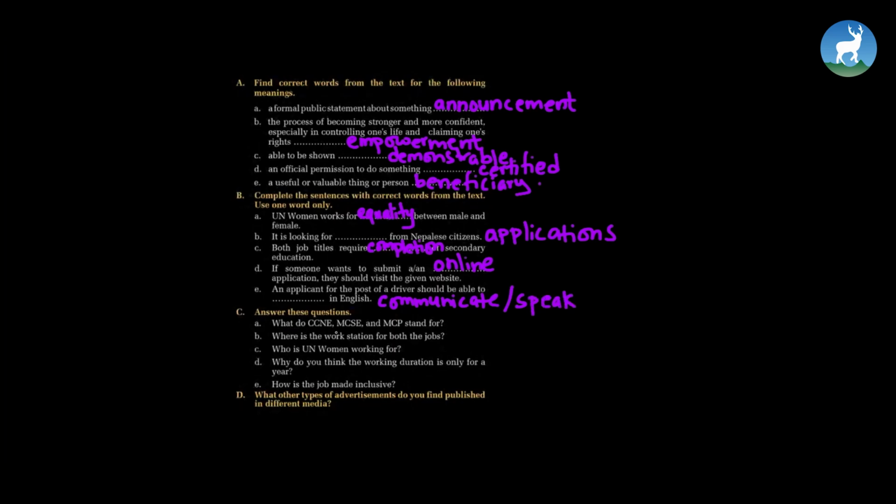What do CCNE, MCSE, and MCP stand for? We have been given the full form of all of these. For example, CCNE stands for Cisco Certified Network Engineer. Similarly, MCSE stands for Microsoft Certified Systems Engineer, and MCP stands for Microsoft Certified Professional.